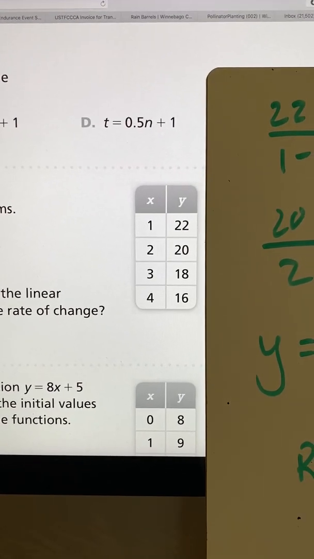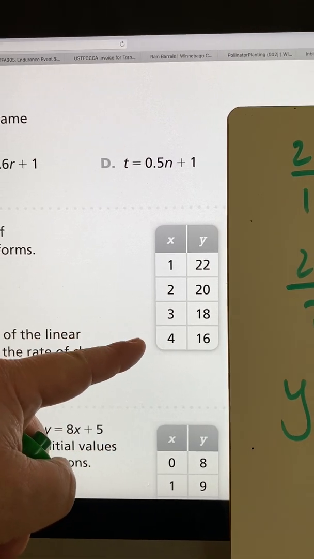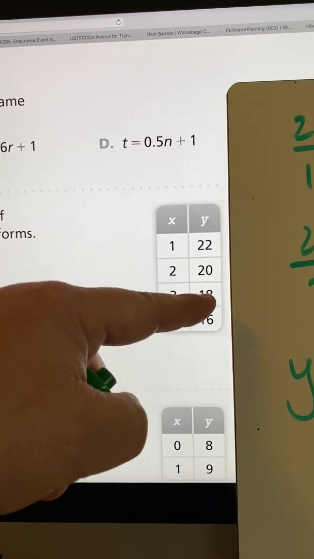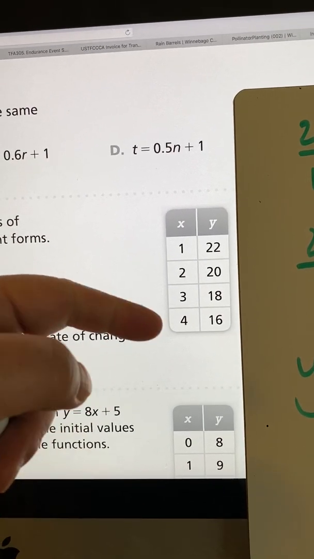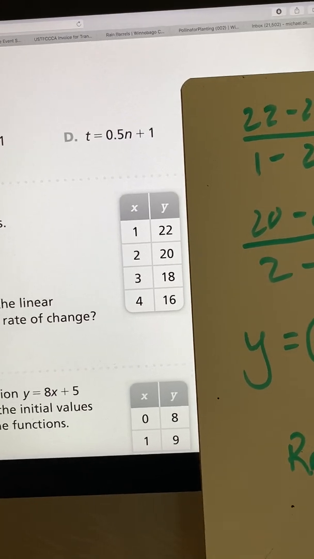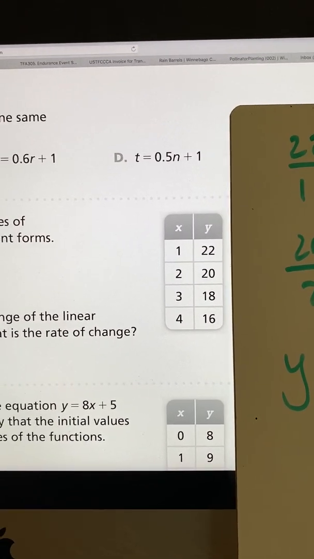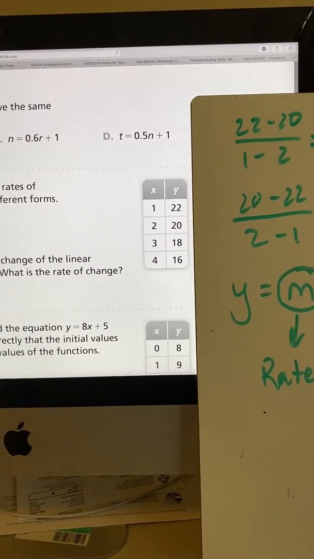Now, I could take any pairs of these numbers. I could take 16 minus 18, that's negative 2. 4 minus 3 is 1. Oh, negative 2 over 1, same thing. 18 minus 20 is negative 2. 3 minus 2, oh, 1, it's negative 2. The slope is consistent. That's a constant of proportionality, a constant rate of change. These are all terms that we've used for slope in this problem.